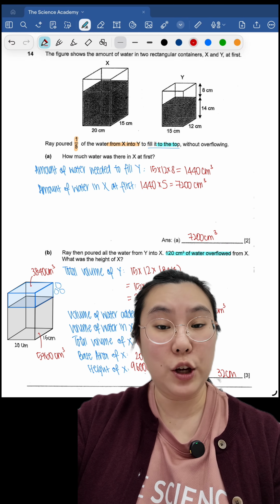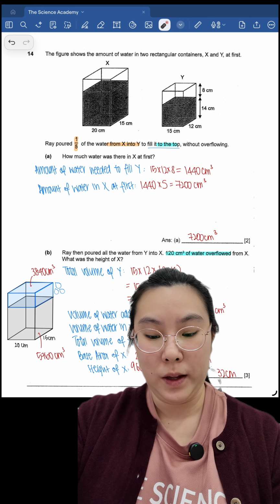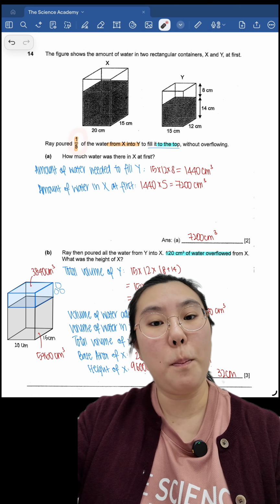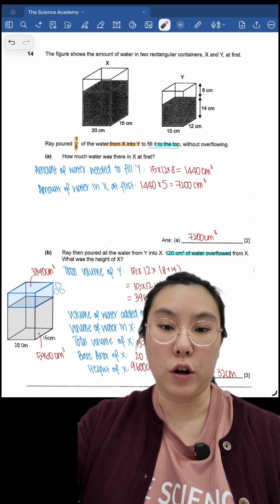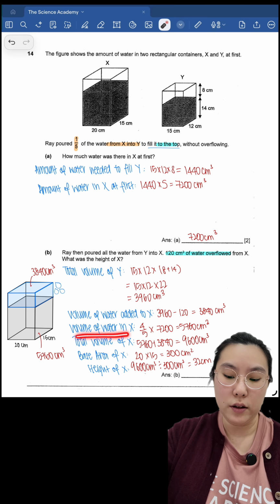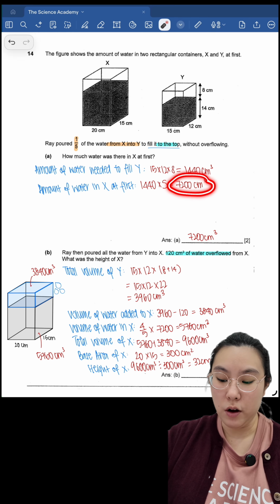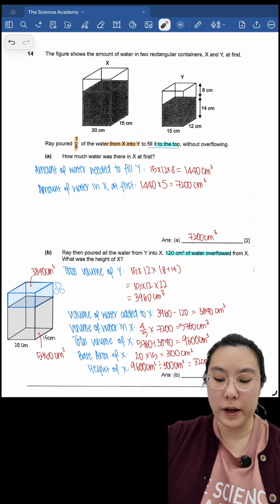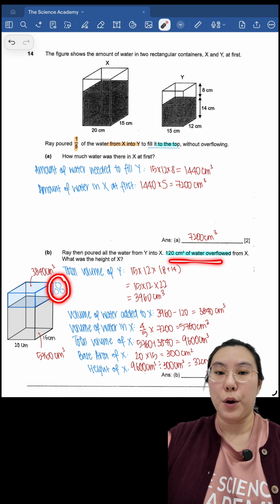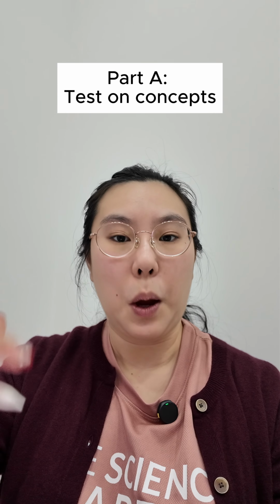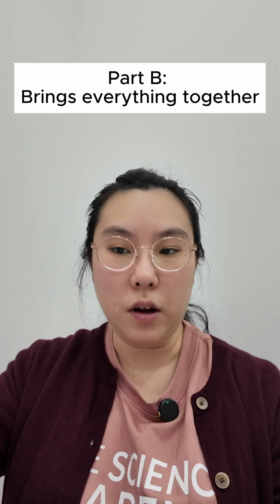So you can see PSLE questions are structured. First of all, by testing your understanding of what is volume, as well as understanding of fractions. Only after that do they then combine these two concepts with a step of logical thinking to understand that the amount of water left in X is not the full amount calculated as above, but rather only 4/5. And next, a logical thinking step to remove away the amount of water that overflowed. So, PSLE questions are usually structured in this manner, where part A tests on concepts and part B brings everything together and builds upon all these concepts.